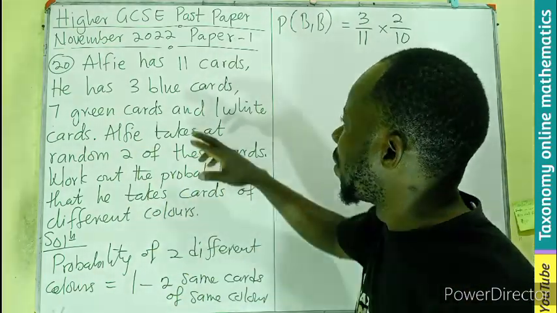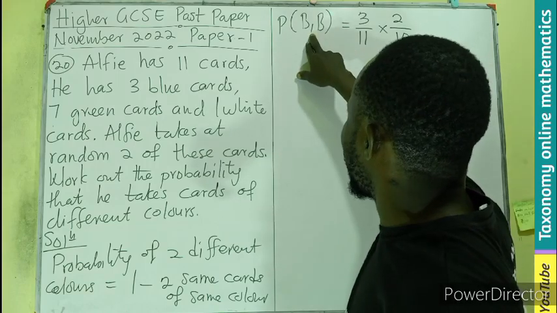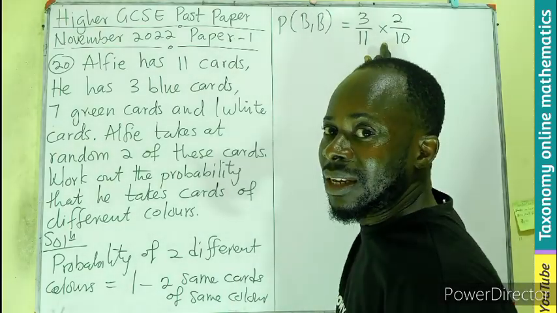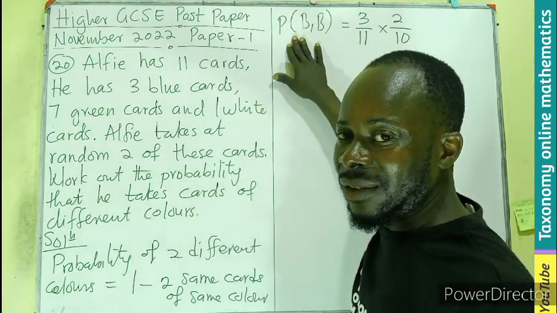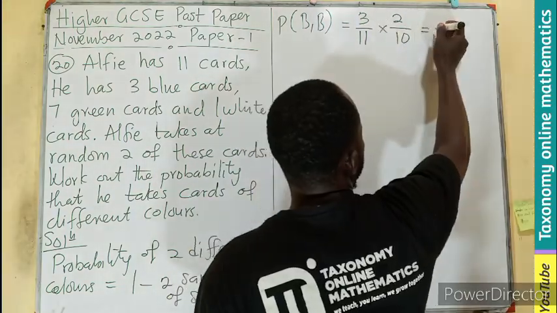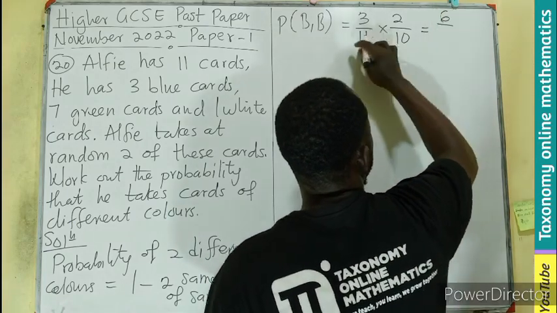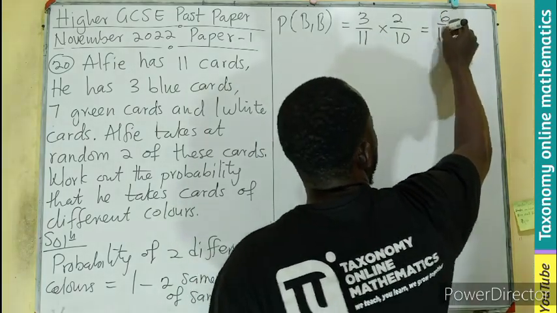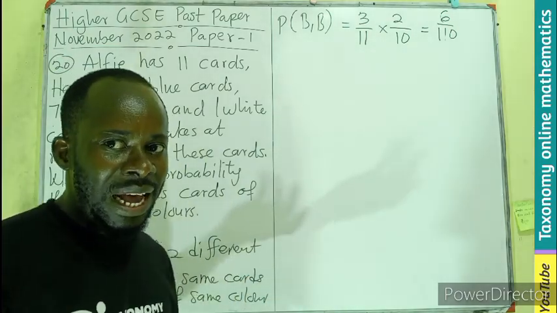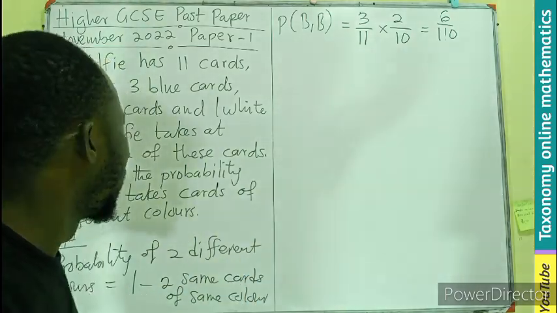Now, we can see that this is and, that is why we are multiplying. So we have this as the first choice. I can multiply to have 3 times 2, which is 6, then this will give us 110. So that is the first chance that we can get. It could be blue and blue.